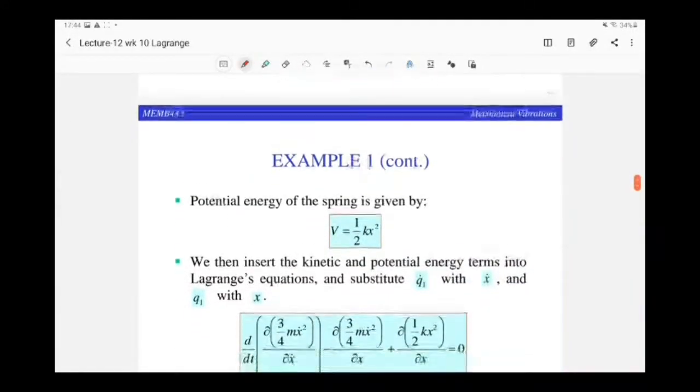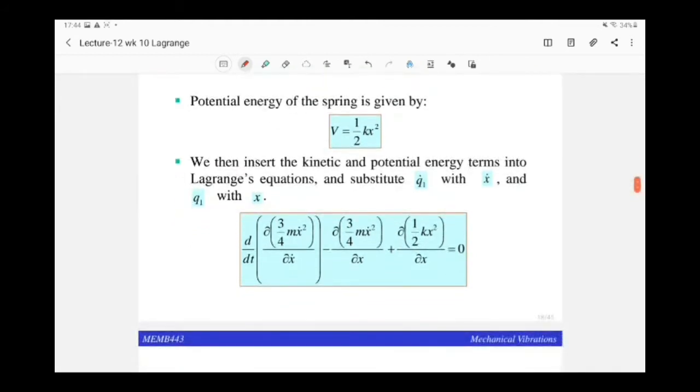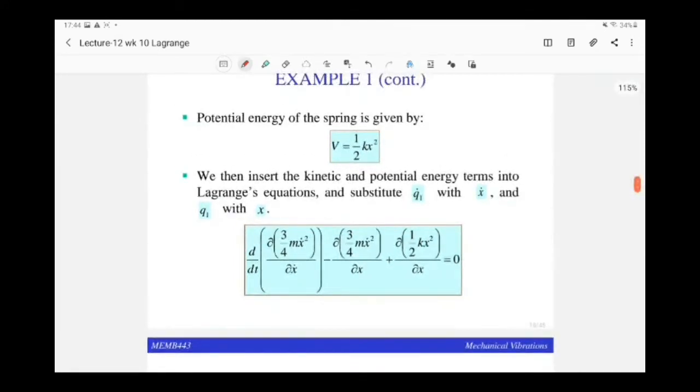Then you look at your potential energy, because there are only two energies. Remember, there are only two. One is the kinetic energy from the J and the M, and the second one is from the K. The potential energy of the K is half k x squared. After that, you can easily substitute into the equation.